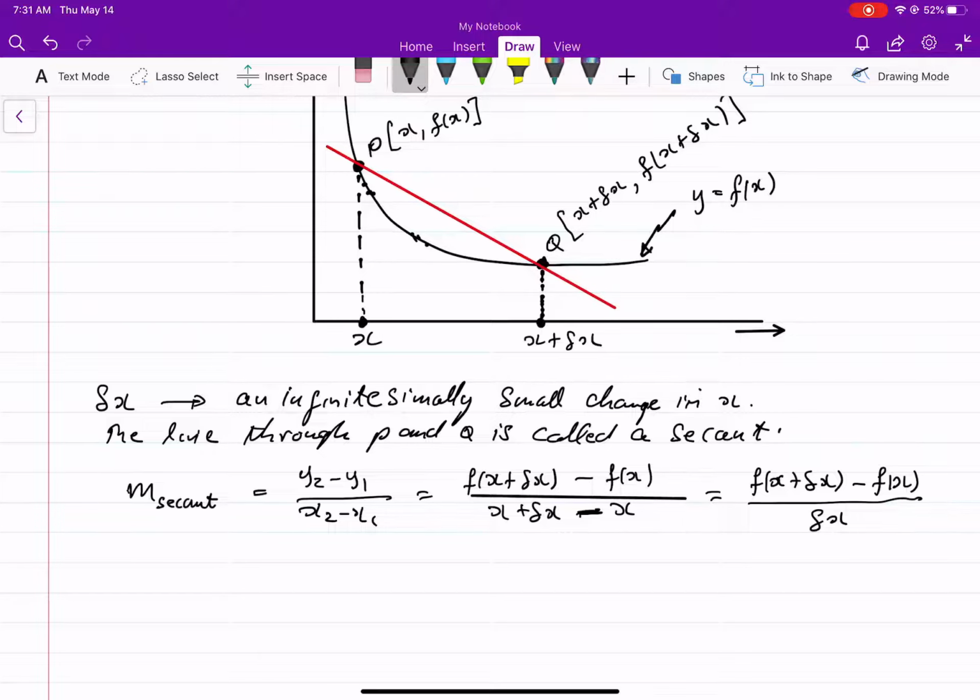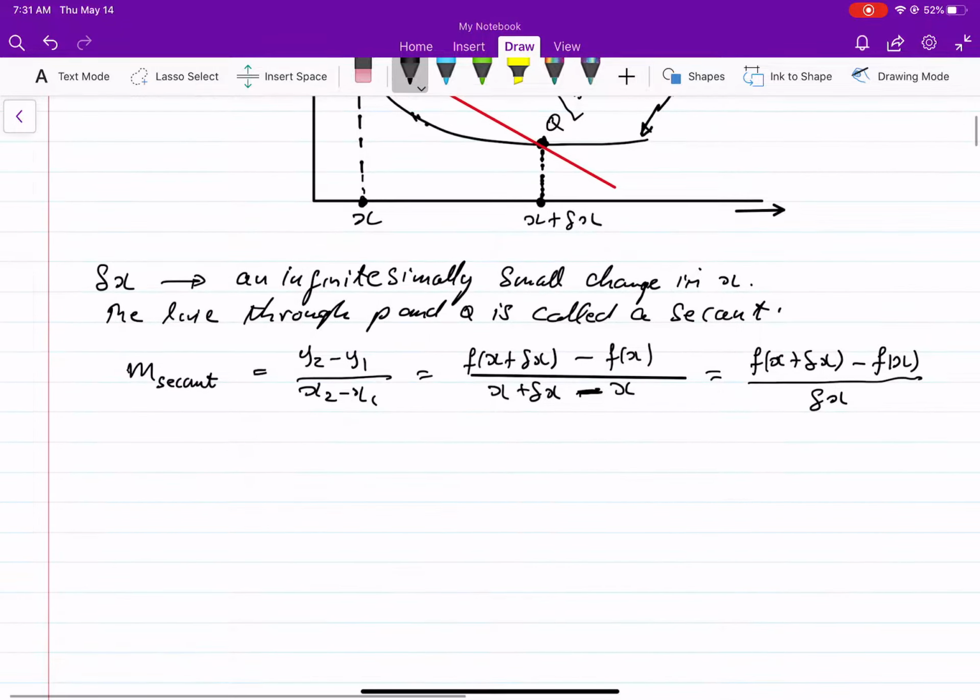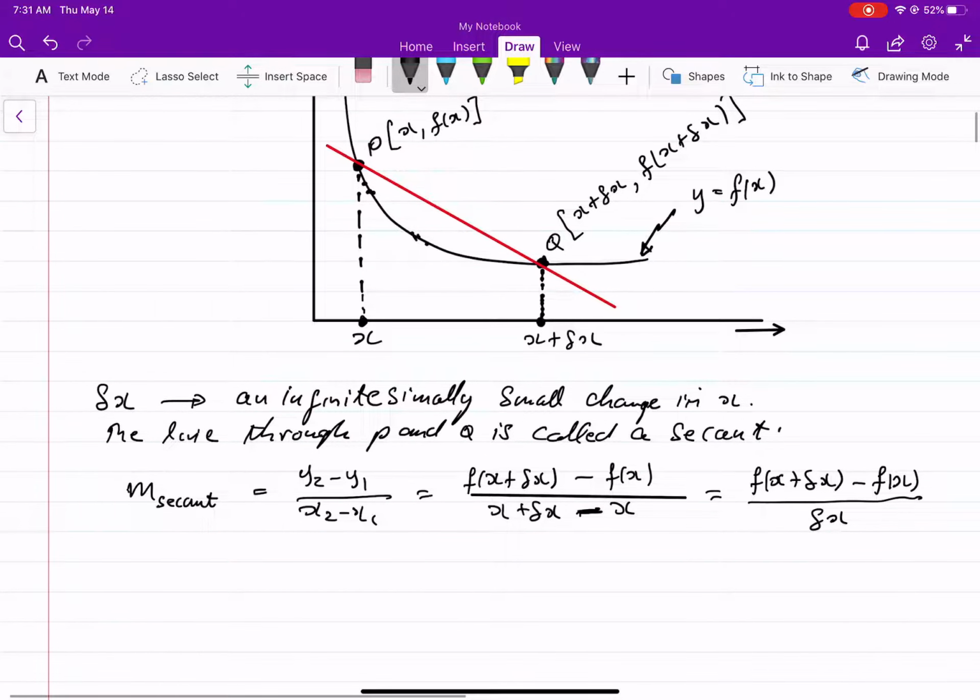Okay, so that expression represents the gradient of the secant. Okay, no big deal. All right, now this part you've got to pay very close attention to, because this is going to give you the concept of the derivative, how you differentiate. It's going to make you understand that concept from first principles.